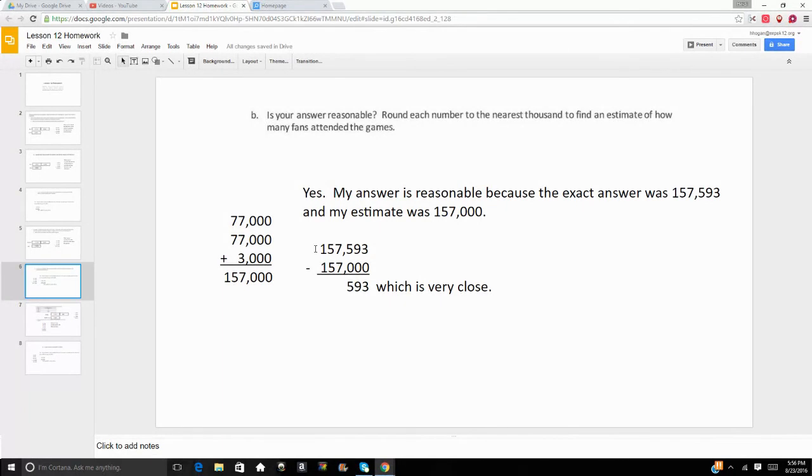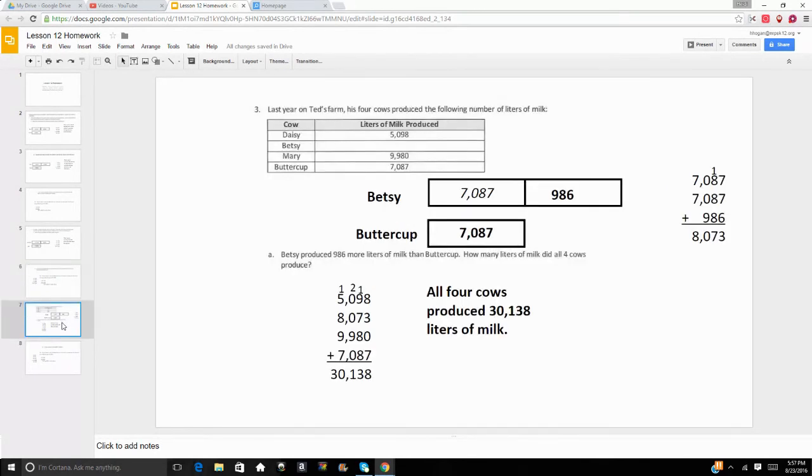So let's see. Our actual answer was 157,593, and the estimate was 157,000. That's only, the difference is only 593, which is very close. So yes, that is reasonable.